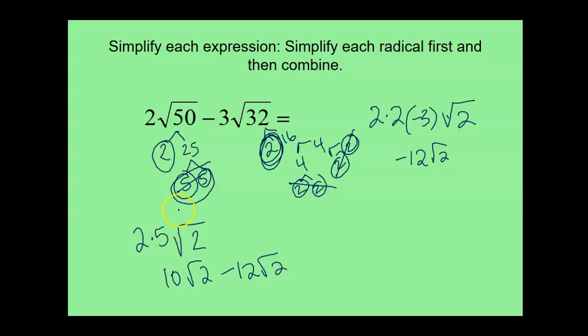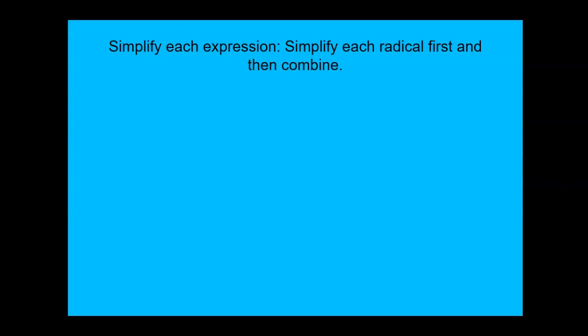So now I've simplified each one individually, and now I look at them and they are like terms because they both have the square root of 2. So now I can go ahead and subtract 10 minus 12, which is -2, and then just put it with that radical that's the same on both of them. So -2 square roots of 2. All right, let's try another one.